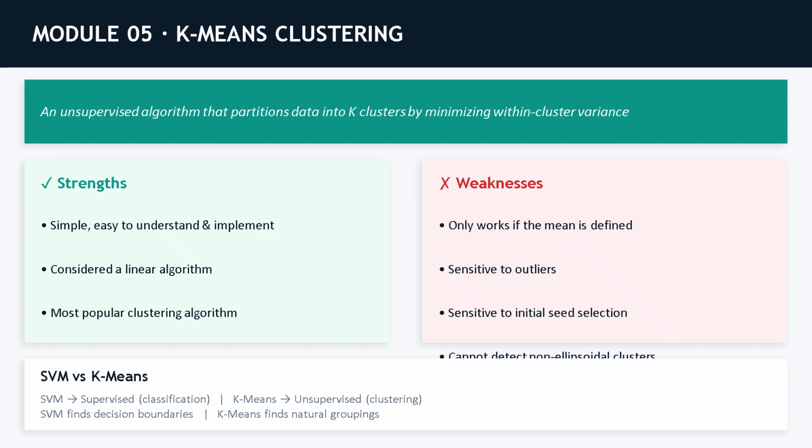Its limitations are that it only works when the mean is defined, it's sensitive to outliers and to the initial random seed, and it struggles with non-spherical clusters. When k-means works, it works brilliantly. Just not when it doesn't want to.